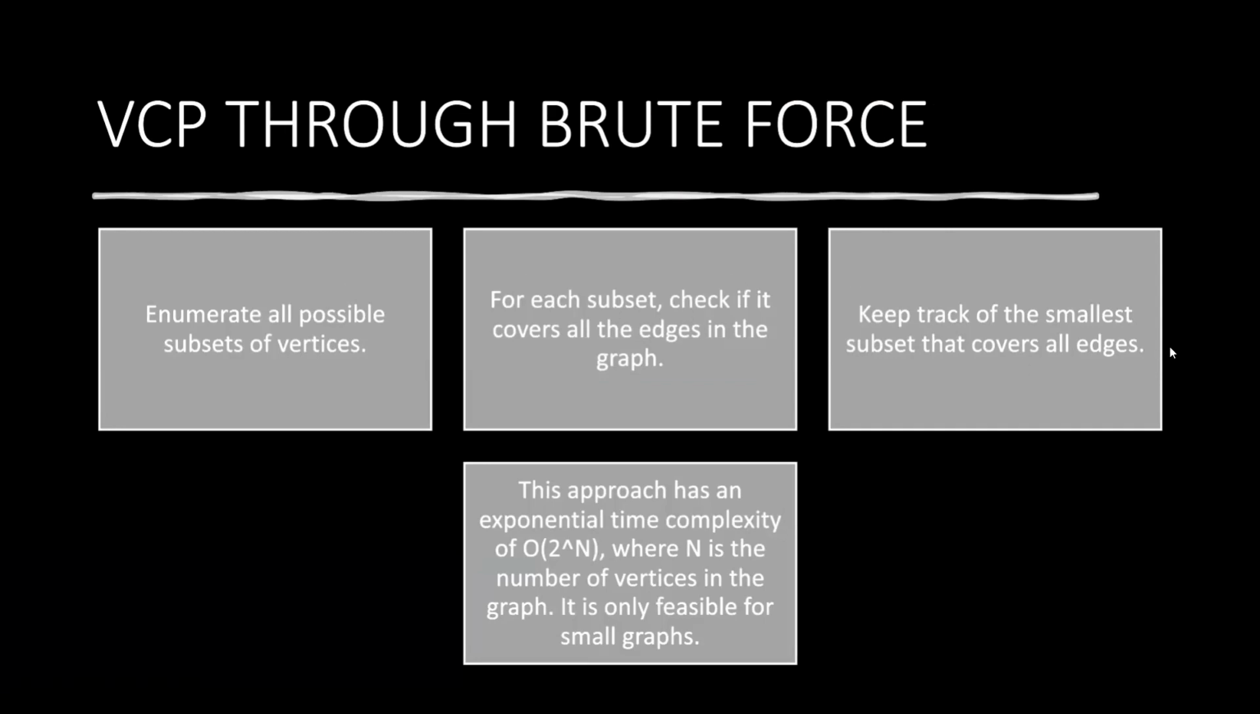Check if each subset covers all the edges. For each subset of vertices, iterate through all edges in the graph. Check if at least one vertex from the subset is incident to each edge. If all edges are covered, you have found a vertex cover. Keep track of the smallest vertex cover. Initialize a variable to keep track of the smallest vertex cover found so far. As you iterate through the subsets, update this variable whenever you find a smaller vertex cover. Return the smallest vertex cover. Once you have checked all subsets, return the smallest vertex cover found.